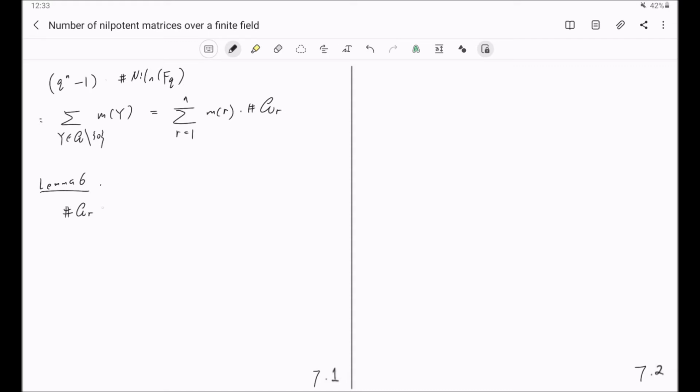the cardinality of A_r will be equal to q raised to the power n minus 1 times q raised to the power n minus q times all the way to q raised to the power n minus q raised to the power r minus 1, which is the last term. So let's prove this.